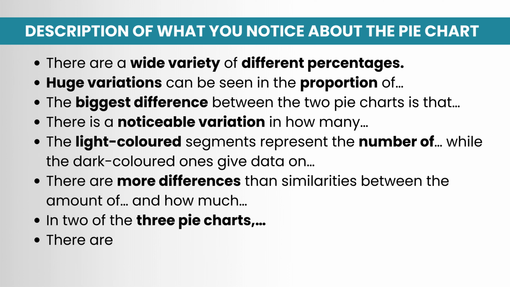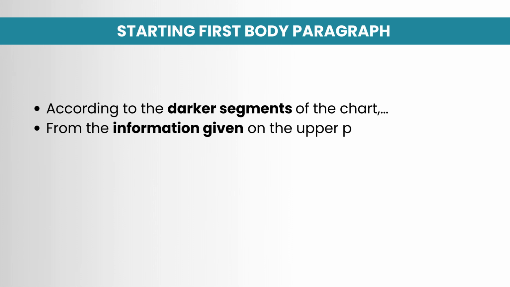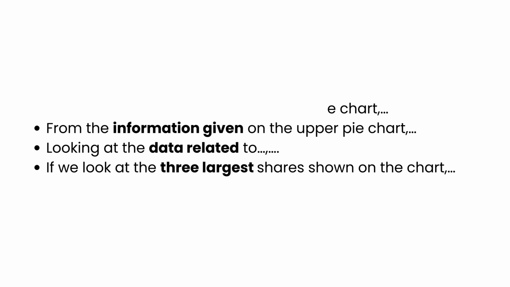In 2 of the 3 pie charts, there are 3 segments on each chart. Starting first body paragraph: According to the darker segments of the chart. From the information given on the upper pie chart. Looking at the data related to. If we look at the 3 largest shares shown on the chart.